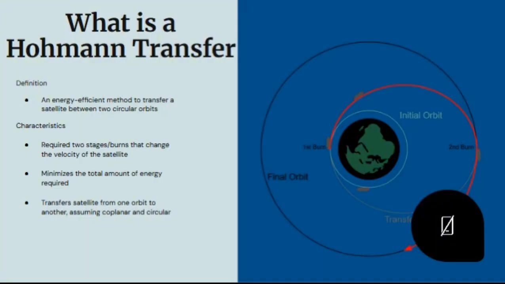This method minimizes the total amount of energy required for the transfer, making it very useful for mission efficiency. However, it assumes that both orbits are circular and coplanar, meaning they are in the same plane. The Hohmann transfer remains one of the simplest and most widely used techniques for changing orbital altitudes.